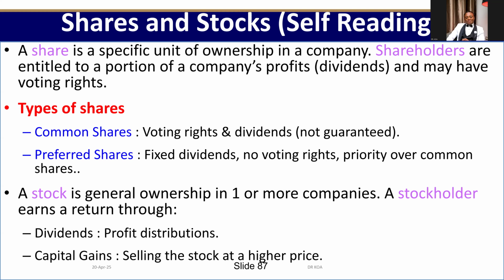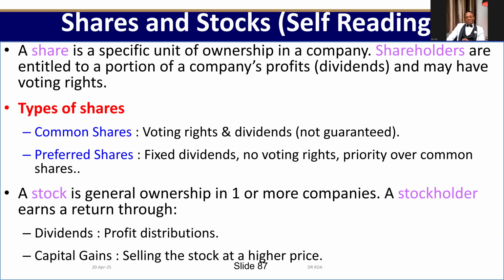A share is a specific unit of ownership in a company. Shareholders are entitled to a portion of the company profit, and this is called dividend. And they may have voting rights. Sometimes you have permanent and non-permanent shareholders. There are different types of shares. Common shares, okay, where the voting rights and dividends are not guaranteed. And then you have the preferred shares. That is not the same as a stock.